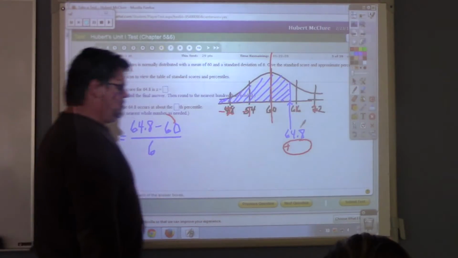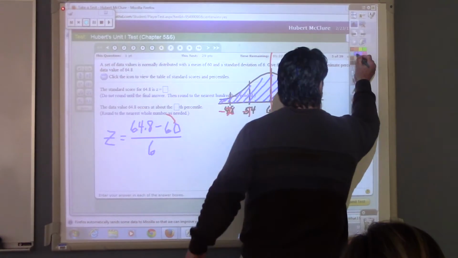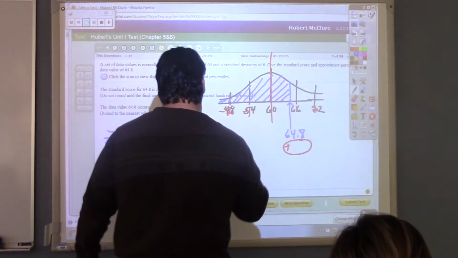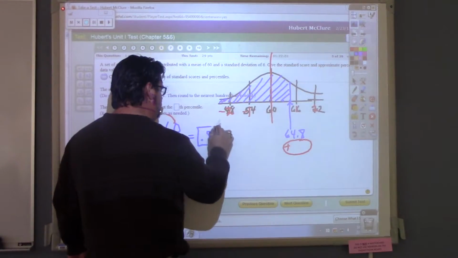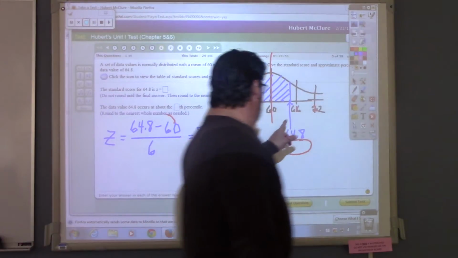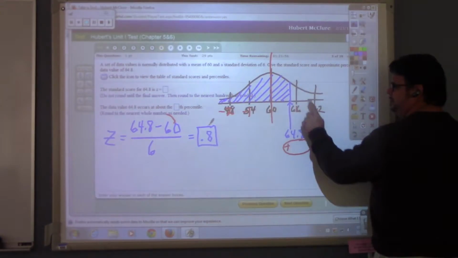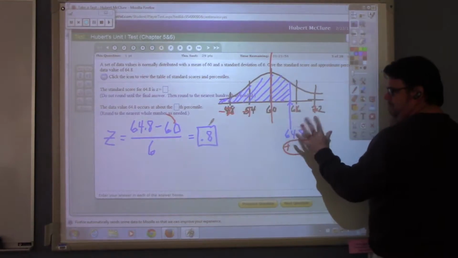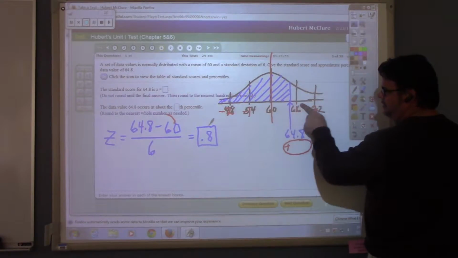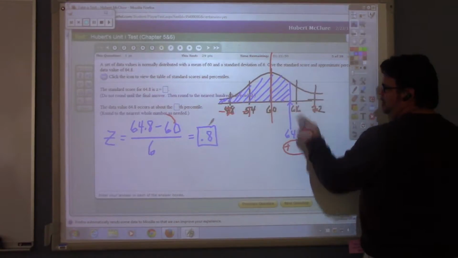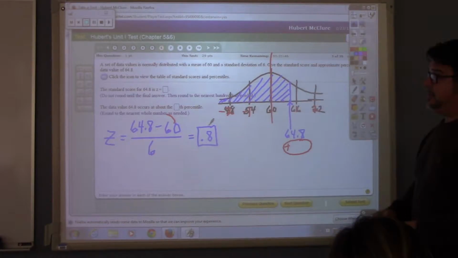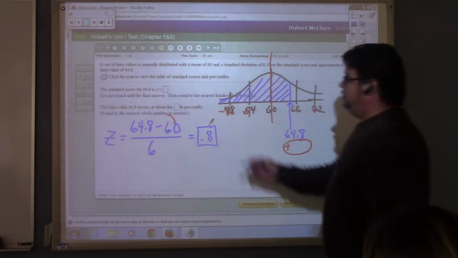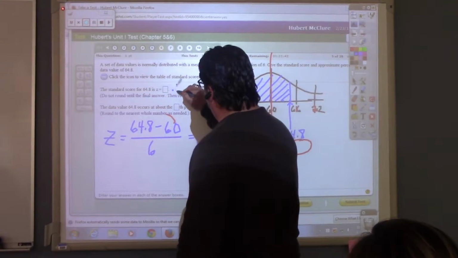So somebody give me the number they get right here. What is it? 0.8. Now look, we're almost to 1. So is that 0.8? Does that make sense? Yeah, because that's 1 right there. So the standard z-score is 0.8. So you put 0.8 right here.